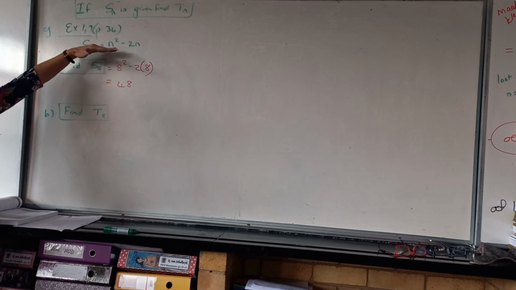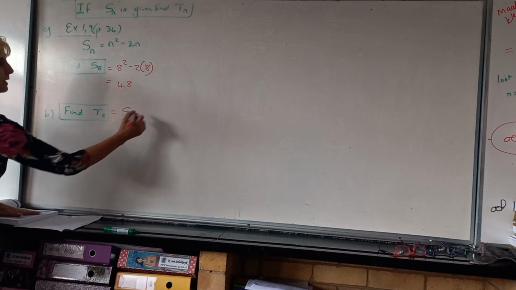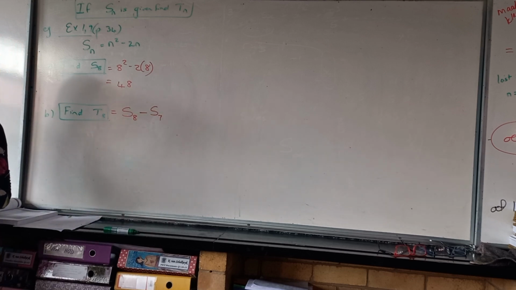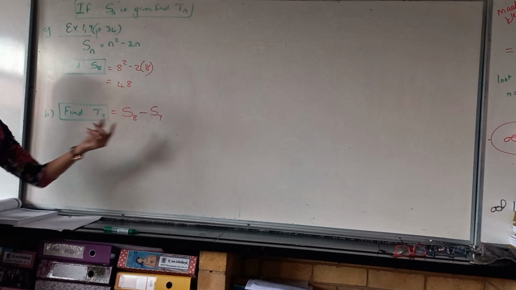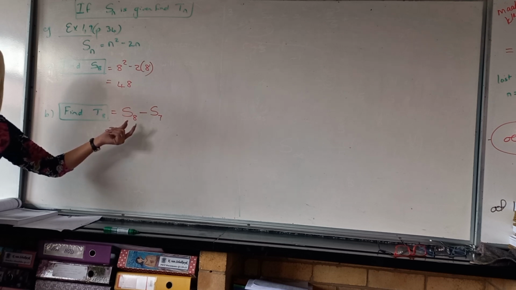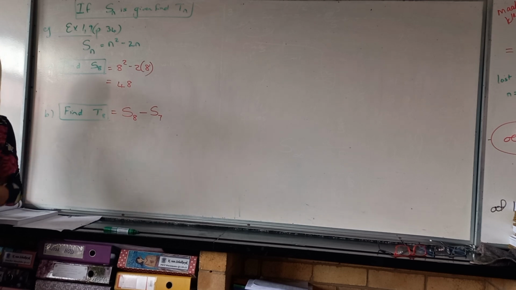So when I do have S8, I'm saying that T8 will be when I take the sum of 8 and I subtract the sum of 7. What's the difference between those? It's the 8th term. Add term 1, 2, 3, 4, 5, 6, 7. Add to term 1, 2, 3, 4, 5, 6, 7, 8. What is the difference between the sum of 8 and the sum of 7? The 8th term is the difference. You must catch it.